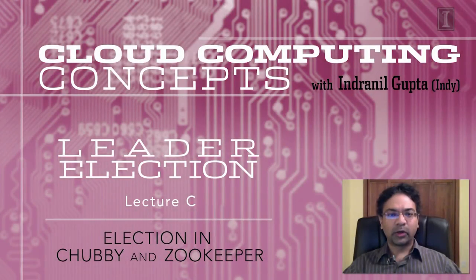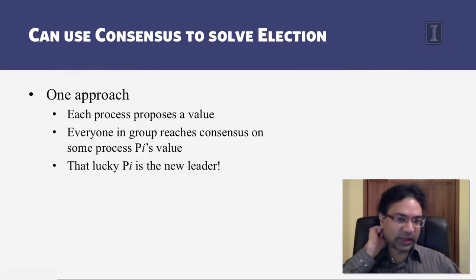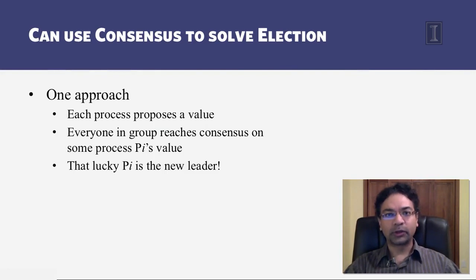In this lecture, we're going to look at how election is done in a couple of popular systems in industry. They are Google's Chubby system and the open source Apache ZooKeeper system. Both of these systems use consensus or consensus-like approaches to solve election.